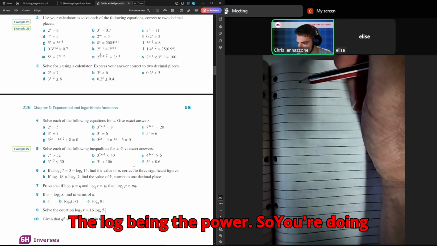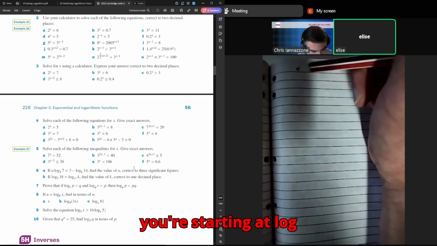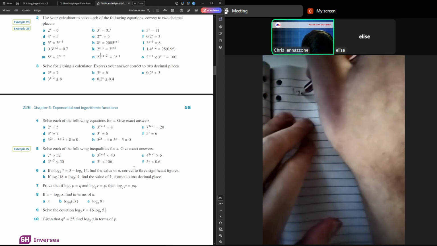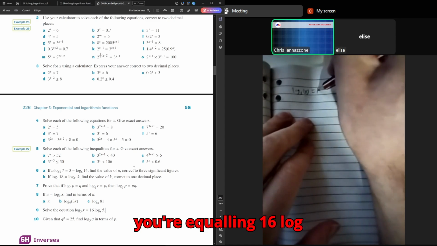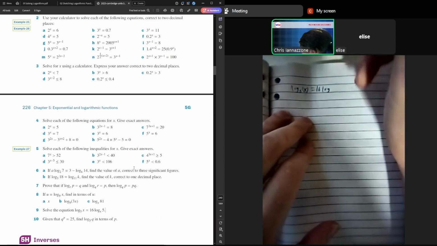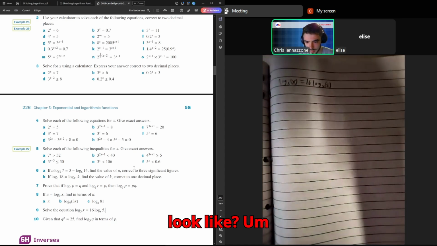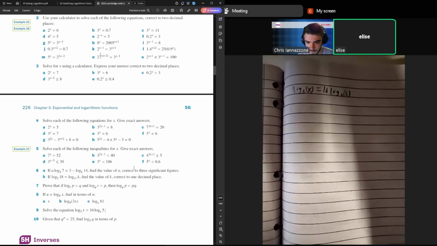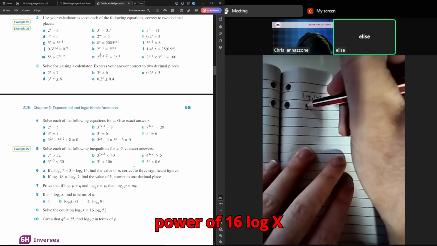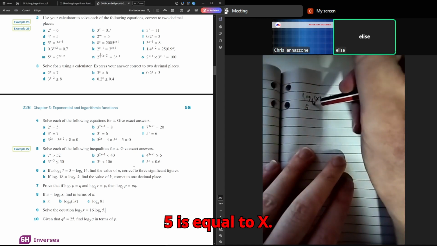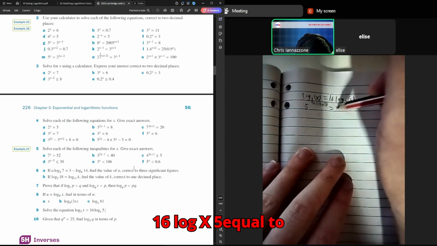Log being the power. So you're doing question 9, yeah? Yeah. Okay. So you're starting at log 5x and you're equaling 16 log x5. And so what does the next step from here look like? I changed it to 5 to the power of 16 log x5 is equal to x.